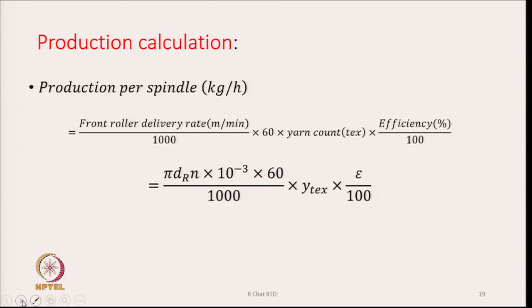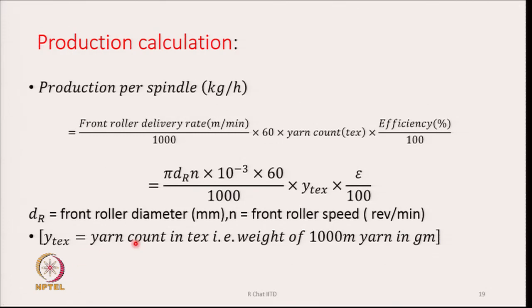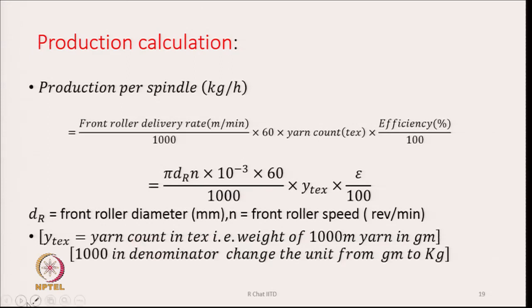So, that is what the formula would be, where dr is the front roller diameter in millimeter, and n is the front roller speed. So, we can find out what my front roller delivery is going to be. The count is in tex, and it basically means the weight of 1000 meter of yarn in gram, and we are dividing by 1000 because we want to finally change the unit from gram to kg. Therefore, this 1000 is coming.